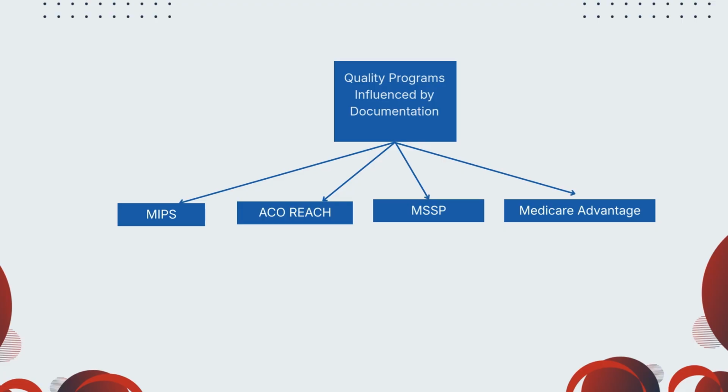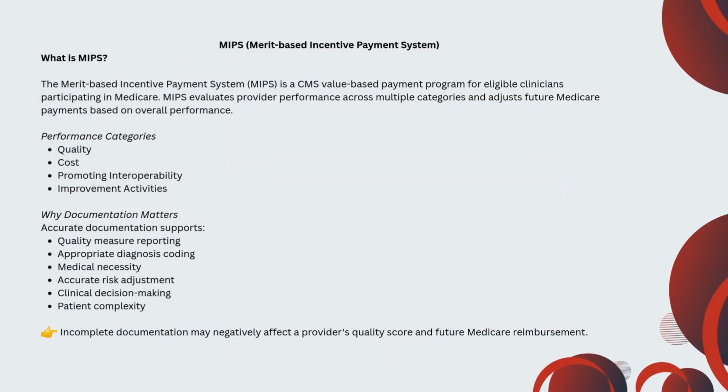Quality programs influenced by documentation: MIPS, ACO REACH, MSSP, and Medicare Advantage. Let me explain each of these quality programs. MIPS, Merit-Based Incentive Payment System. What is MIPS? The Merit-Based Incentive Payment System is a CMS value-based payment program for eligible clinicians participating in Medicare. MIPS evaluates provider performance across multiple categories and adjusts future Medicare payments based on overall performance.